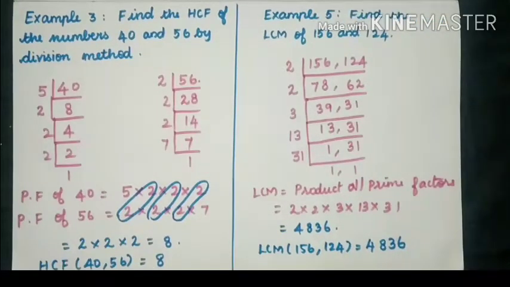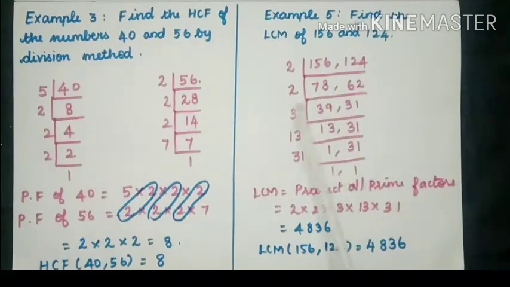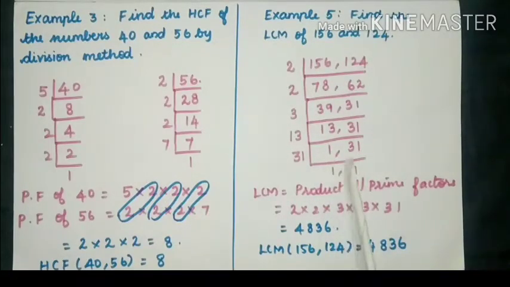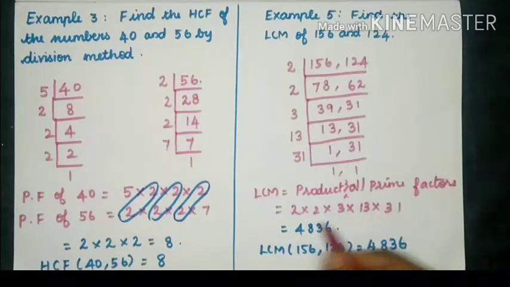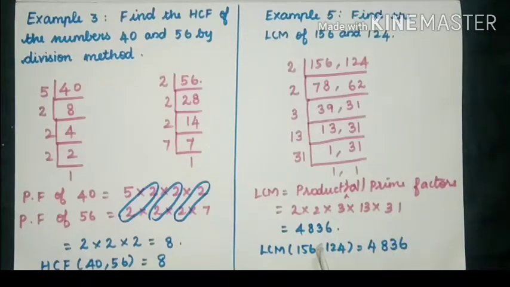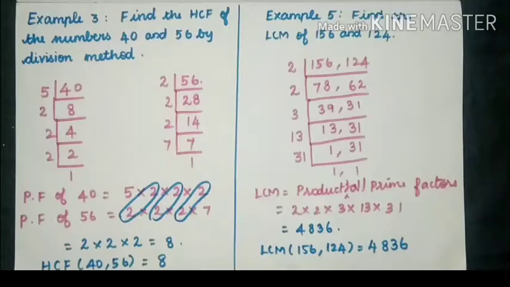To find the LCM, you have to write the given numbers all together by using division method. After that, you have to start with the smallest prime factor and keep dividing till the numbers are divided like this. You have to get the number as 1. LCM is equal to the product of all prime factors. 2 into 2 into 3 into 13 into 31 is equal to 4836. Therefore, LCM of 156, 124 is equal to 4836.